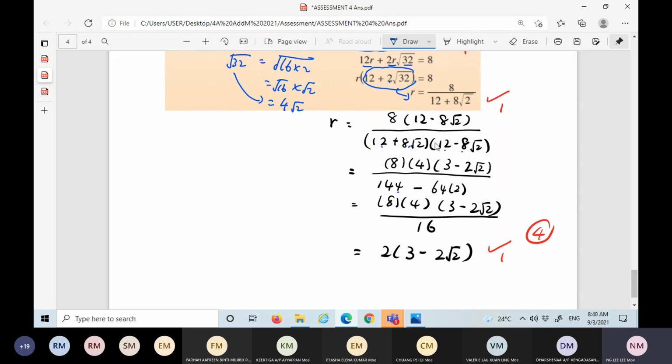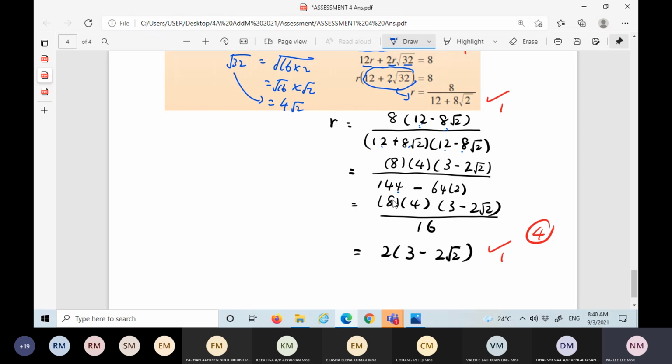This times this, negative, positive become negative. 8 times 8 is 64. Square root 2 times square root 2 is 2. Then here still can factor out 4. So I factor out 4 because I'm ready with the 16 here. I want to simplify it. So here 144 minus 64 times 2, I get 16.